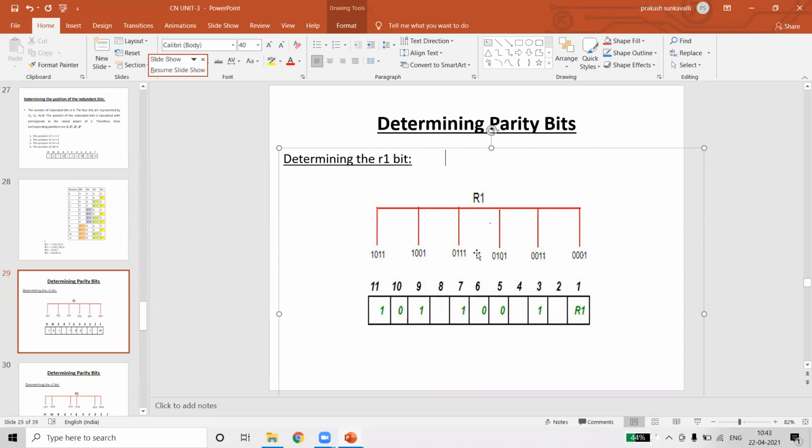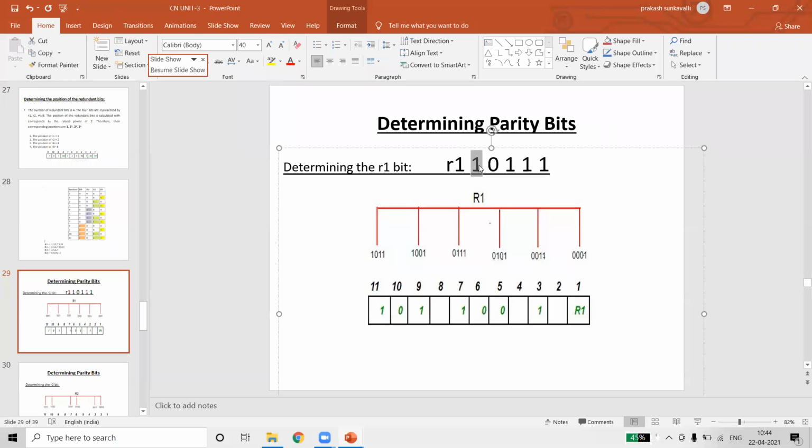So to find the R1 bit we take position 1, which consists of R1. Next, 3 consists of 1. Next, position 5 consists of bit 0. Next, position 7 consists of 1. Next, position 9 consists of 1. Next, position 11 consists of 1. So here, how many ones are there?